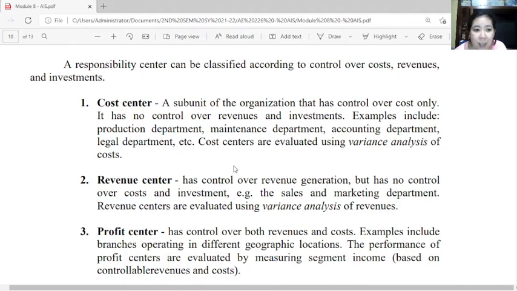What are examples of cost centers? Production department, maintenance, accounting, legal, etc. Cost centers are evaluated using variance analysis, meaning budgeted cost versus actual cost. That's how they will be evaluated. In these departments, they only incur cost. They do not directly produce revenue or investment.